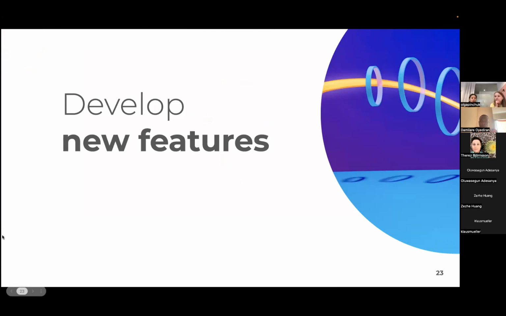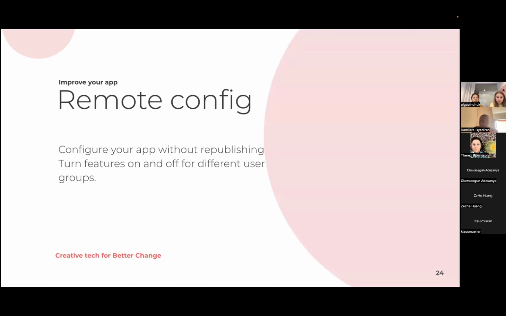Okay, so what do you do now when you have all your data and know a little bit of how your users are behaving in your app? You probably have some clues for what new features you want to develop or how to improve your app. And here, Firebase has a really great feature called remote config. With this, you can release features without having to republish your app. You can also turn your features on and off for all or part of your users, or set up different settings for which users should have a feature or not.